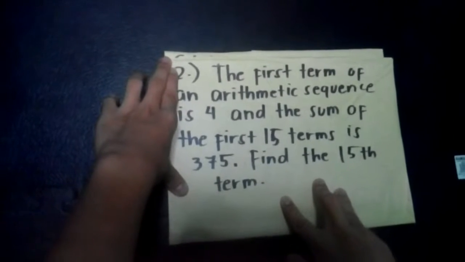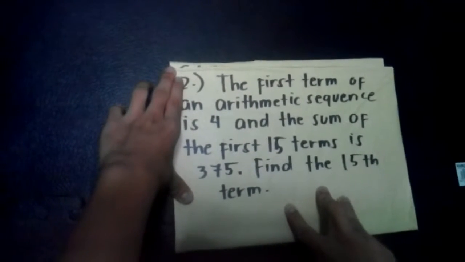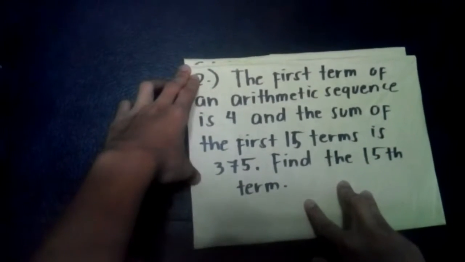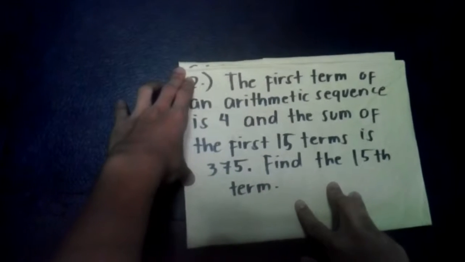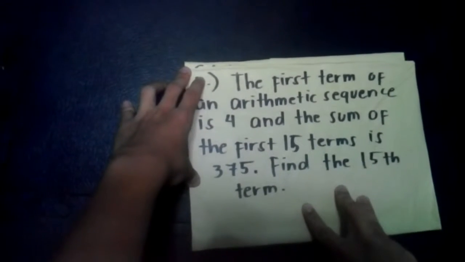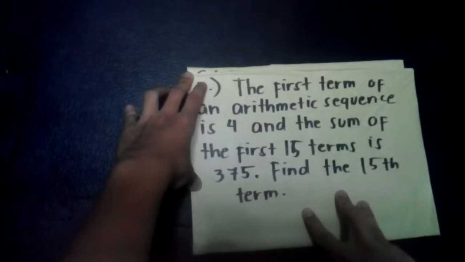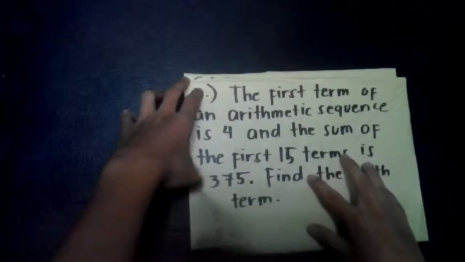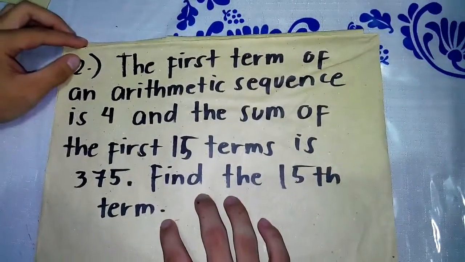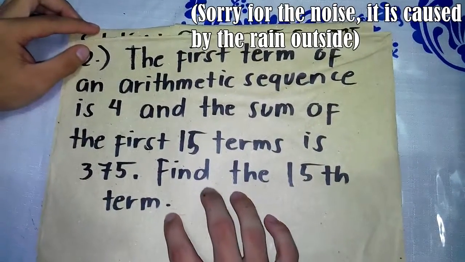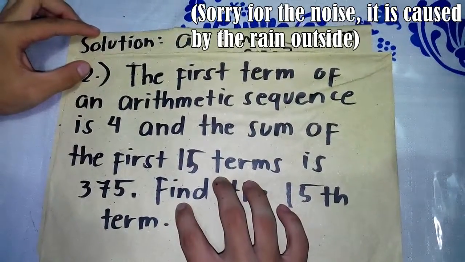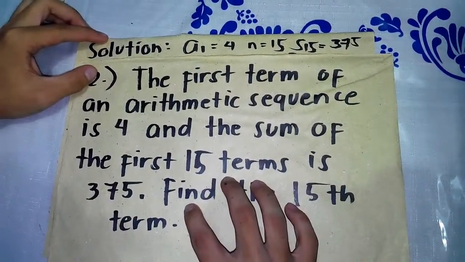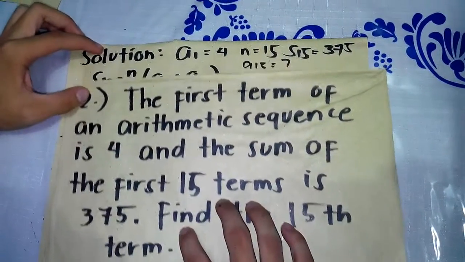So for our second exercise, we have a problem here. The first term of an arithmetic sequence is 4, and the sum of the first 15 terms is 375. Find the 15th term. So what is asked here is we're going to find the value of the 15th term. For our solution, let a sub 1 be equal to 4, n be equal to 15, and the sum of the first 15 terms be equal to 375.